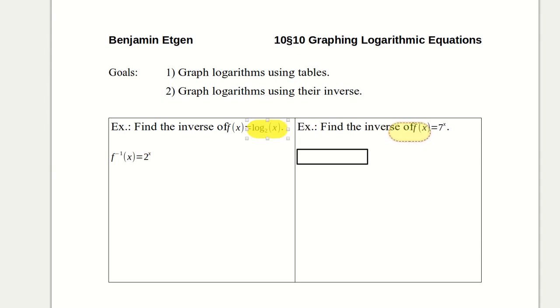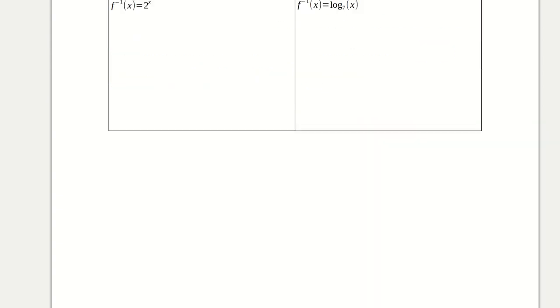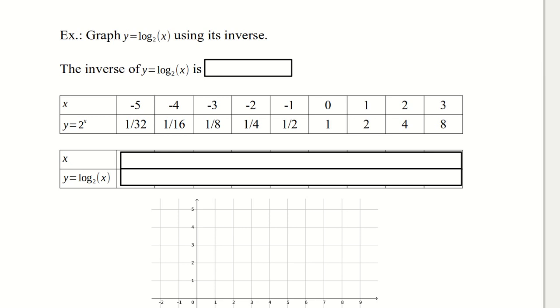Similarly, if I asked you what the inverse of 7 to the x is, well, the base is 7, so the inverse would be log base 7 of x. So we're going to graph y equals log base 2 of x using its inverse. The inverse of the log base 2 of x is 2 to the x. So we're going to make a table. Here's the table copied and pasted for y equals 2 to the x. So remember how we made each of those.